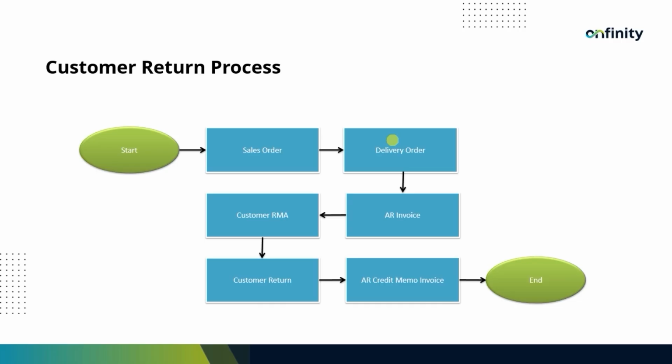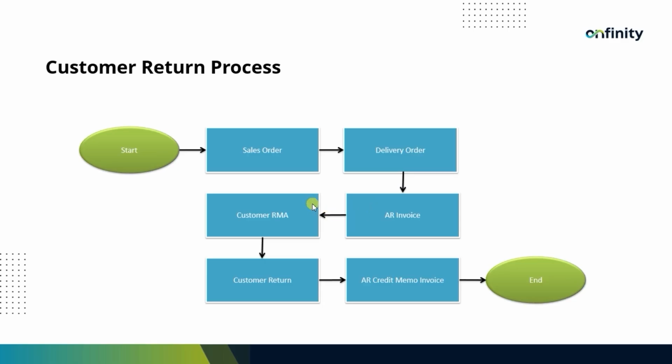Let's move on to our next topic, which is the customer return process flowchart. It gives a quick overview of the returns process to understand the complete flow. The process begins with a sales order, which represents the initial order placed by the customer. Once the order is processed, the next step is delivery, where the products are shipped to the customer. After the delivery is completed, the accounts receivable (AR) invoice is generated, reflecting the billing for the delivered products.